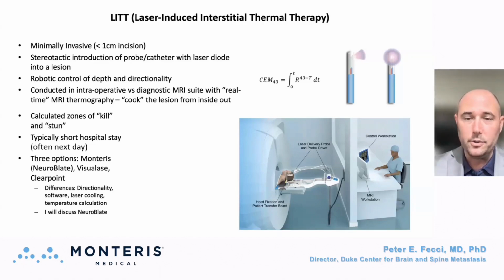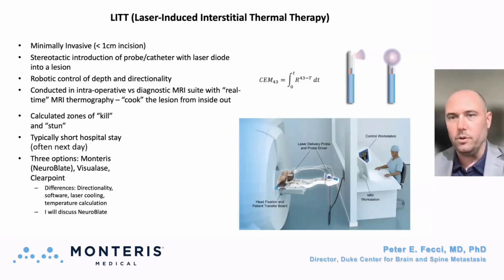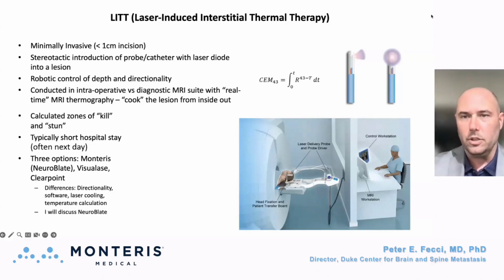Typically, that incision is going to be under 1 centimeter. And then once that occurs, it's essentially the workflow of a stereotactic biopsy. There's a stereotactic introduction of a probe or a catheter with a laser diode at the end, and you can see a couple of those pictured on the right here. Maybe you can see my arrow, but you can see that there's two different types of lasers, particularly with the Monteris NeuroBlate system. There's a full fire that emits heat in 360 degrees, and then there's also one that's called the side fire, which pushes heat out exclusively, or at least more so, in one direction. This, of course, allows you to sculpt a lesion that's not spherical from the inside out.